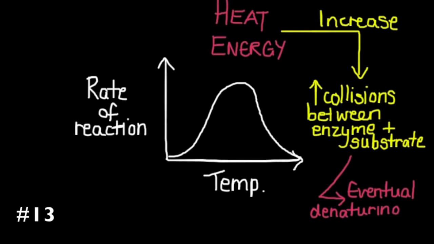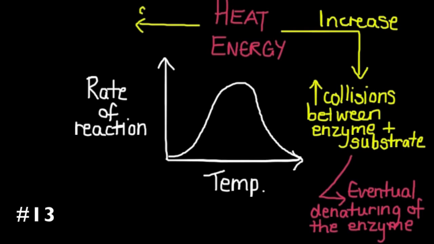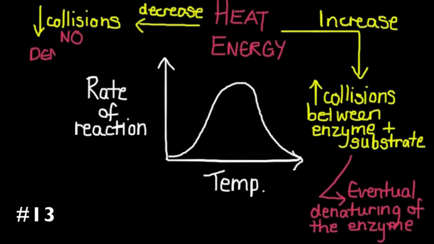However, when you decrease the temperature, you decrease the frequency of collisions between the enzyme and the substrate. This is not the same as denaturing. You're just slowing down the reaction, decreasing the frequency of the collisions, but don't confuse it with denaturing. This is a mistake that students make. They say that the enzyme denatures at the lower temperatures as well, which is incorrect.